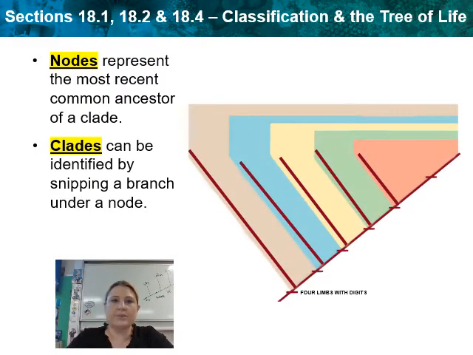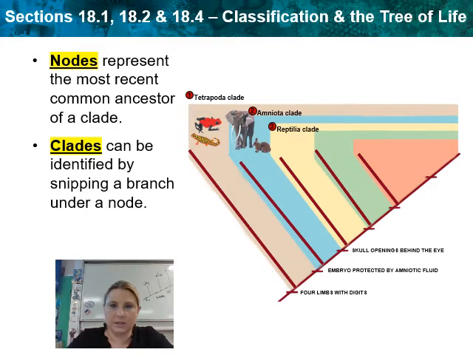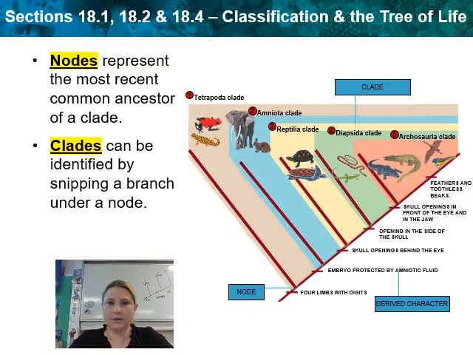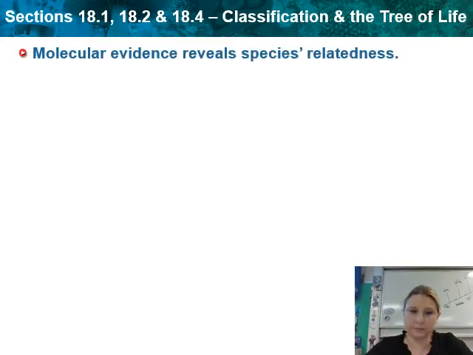Now, nodes represent the most recent common ancestors of a clade. So I'm going to get to this with my little lines and arrows. Down there, you see that line right there? That's a node. It represents the most recent common ancestor. We also have on here the clades, which are the different groupings. Clades can be identified by snipping a branch right underneath a node. You get a clade, which is just one grouping of organisms.